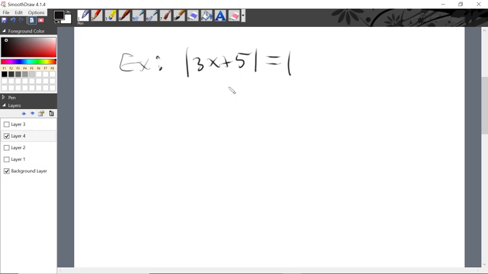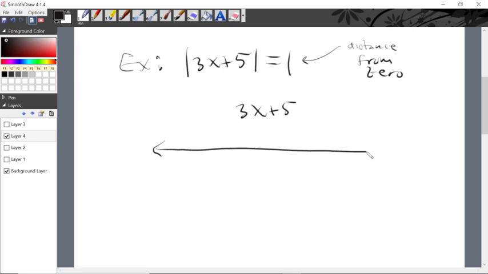There you go. So what we're saying geometrically is that the expression 3x plus 5 lives 1 unit away from 0, right? That 1 is the distance from 0. On a number line, because we have only one variable here, the variable x. So I'm going to draw a number line here, the real number line.